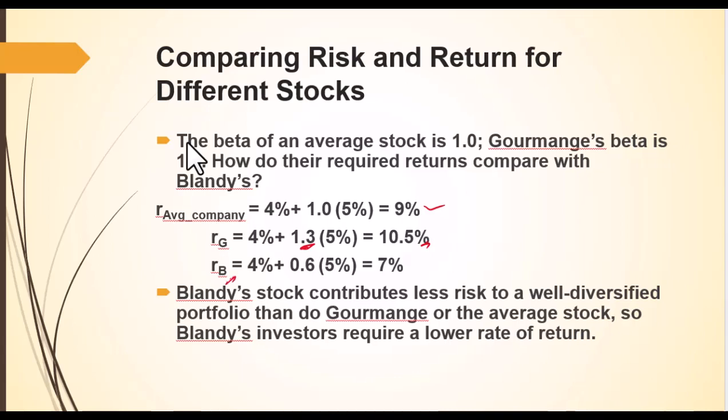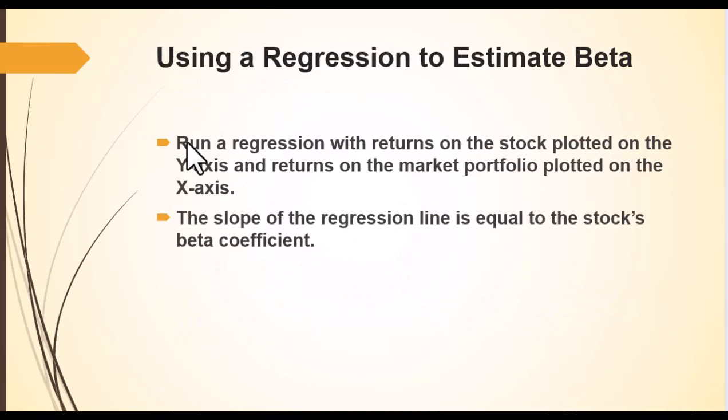Blandy has a little bit less risk, so it should have a little bit lower return. Again, this gives us a picture. Theoretically, if you were to buy these assets, this is the rate of return you should expect. How can we calculate this beta?